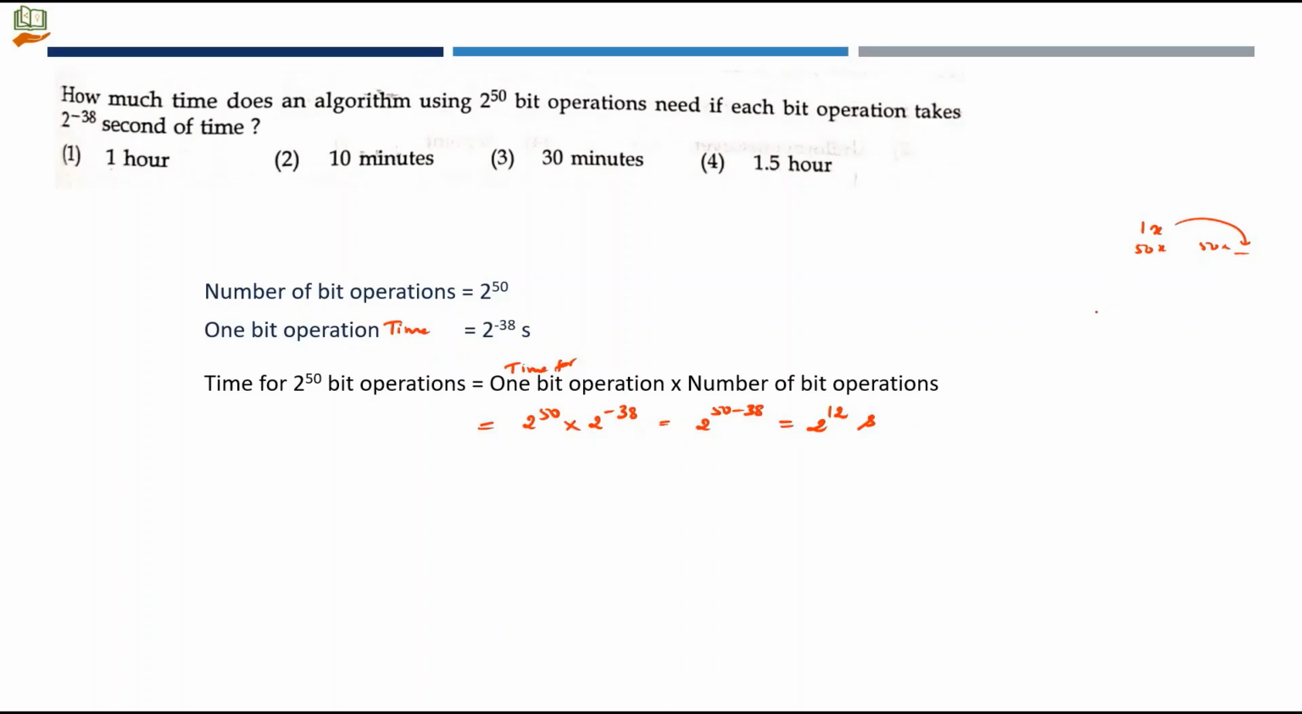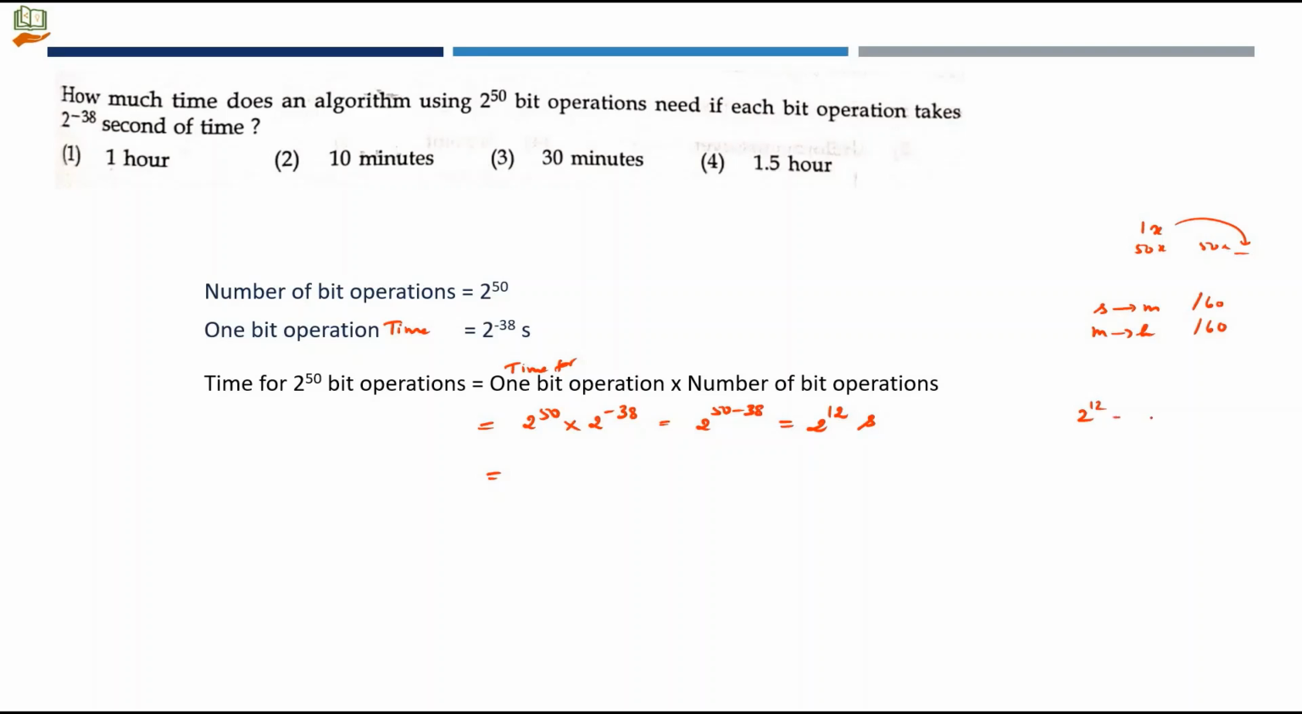To convert seconds to minutes, we have to divide it by 60. To convert minutes to hours, we have to divide by 60. So for seconds to hours conversion, you have to divide by 60 into 60, so 3600 totally. Now there are possibilities in the option with minutes as well as hours. So we will first convert to minutes, check that, and then go for hours calculation.